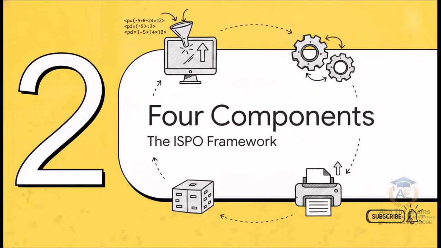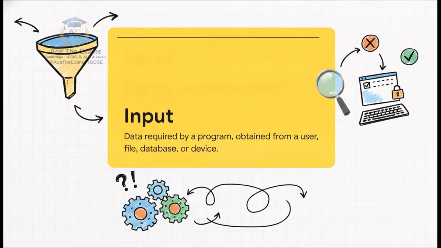All right, that brings us to section 2, the four main components. To break down any scenario successfully, you need an anchor. You need a system. We use the ISPO framework: input, storage, process, output. Let's unpack this framework and see exactly how it maps to decoding your exam paper and targeting those specific assessment objectives. Component 1 is input.